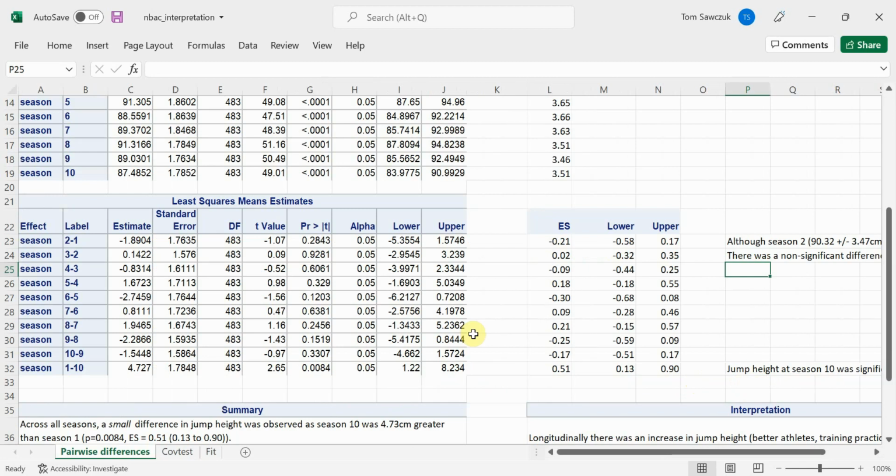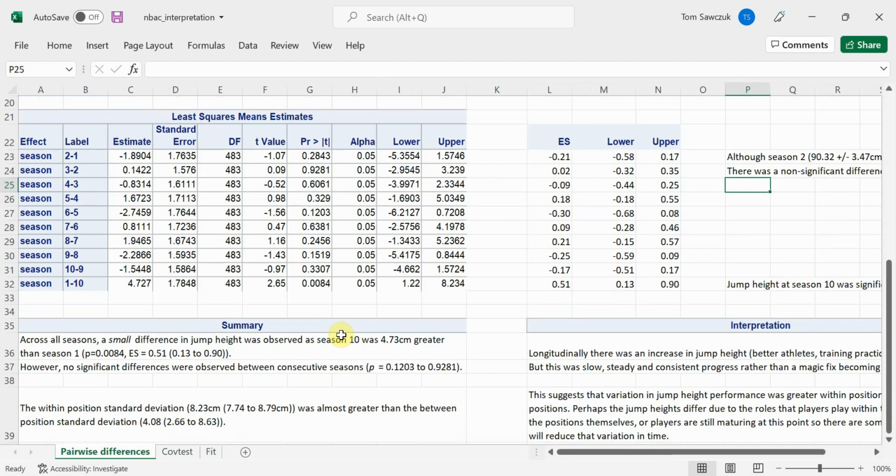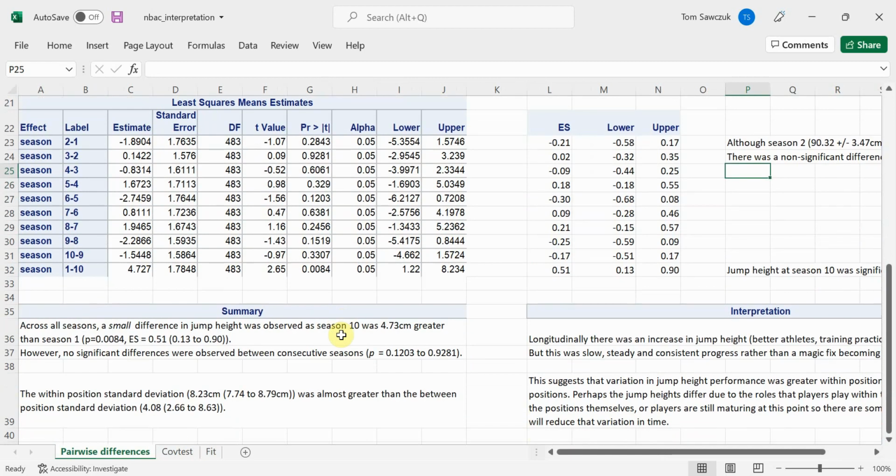And it's all well and good giving you those comments, but what does that actually mean? Well, we can have a look at what that means and have a look at some interpretation. So when we look at the 10 seasons as a whole, there was a small difference in jump height. However, between consecutive seasons, no significant differences were found. And you can see that the p ranged from 0.12 to 0.92.